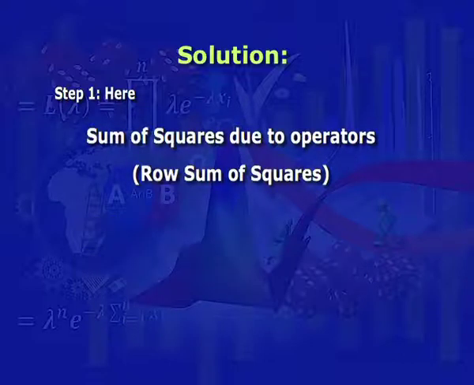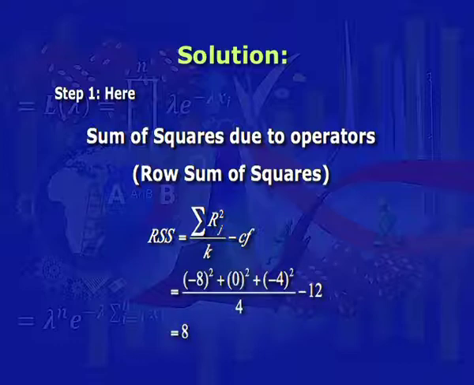Now, we calculate sum of squares due to operators, that means row sum of squares, which is given by RSS equal to summation Rj square divided by k minus CF. Substituting the values of the row total -8, 0 and -4 in the formula, we get -8 square plus 0 square plus -4 square divided by 4 minus 12, which comes out 8.